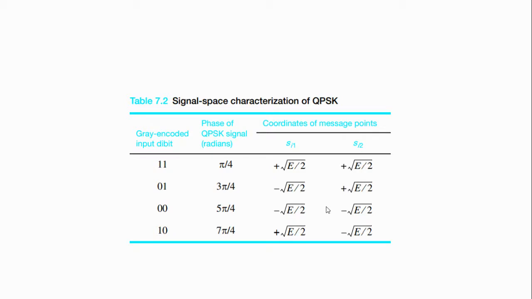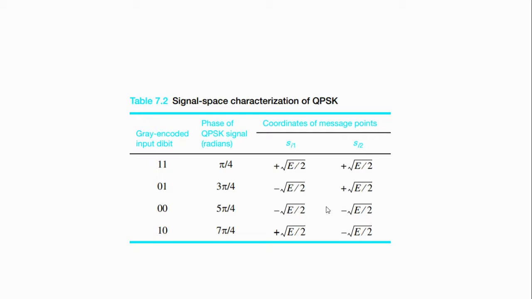The phase of the QPSK signal: 1 1 means it is pi by 4, 0 1 means it is 3 pi by 4, 0 0 means it is 5 pi by 4, 1 0 means it is 7 pi by 4. The coordinate of the message point for 1 1 is plus square root of E by 2, plus square root of E by 2, that is s11 is equal to plus square root of E by 2 and s12 is equal to plus square root of E by 2. Similarly, for 0 1 it is minus square root of E by 2 and s12 is equal to plus square root of E by 2.